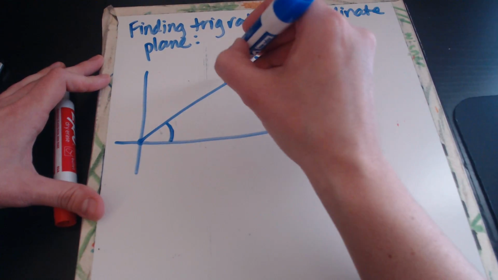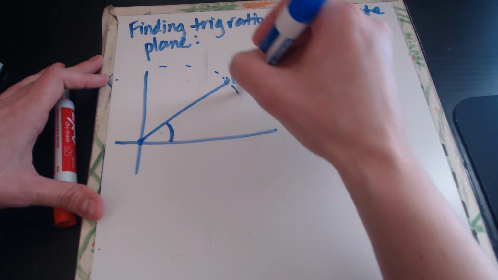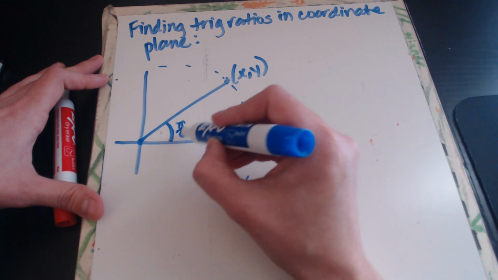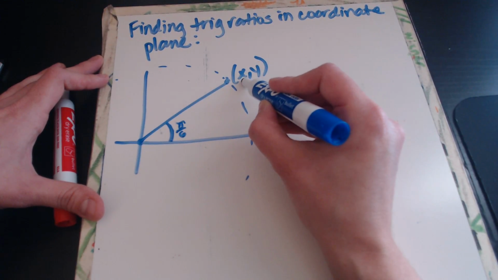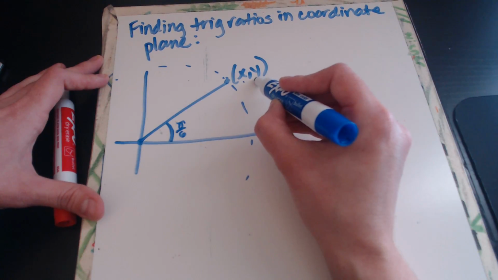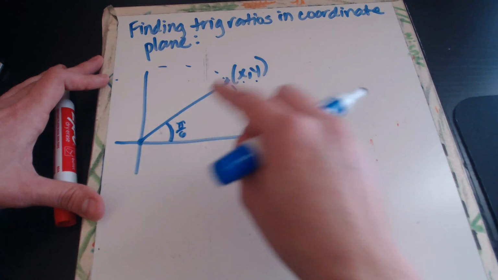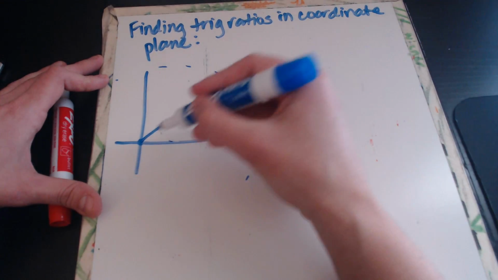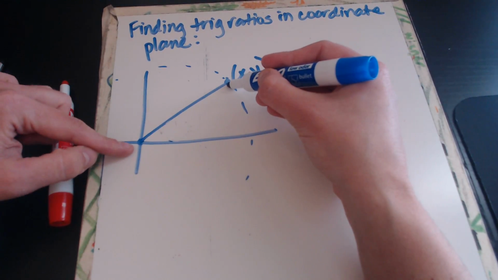So think about if this was in the unit circle, and I said that this angle right here was pi over 6, then you would know that this was √3 over 2, this was a half, and then I could find all of the trig ratios very easily. But if I don't know this angle, and all I have is this point right here, well, I do know that this is going to be the ray of my angle.